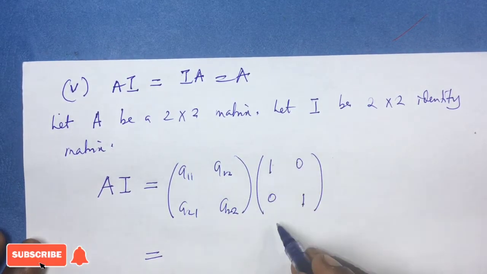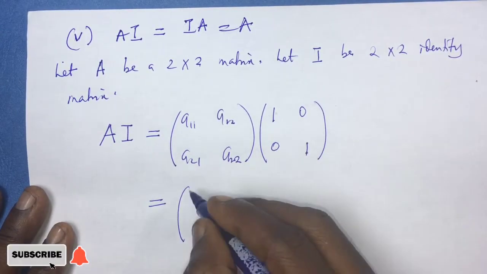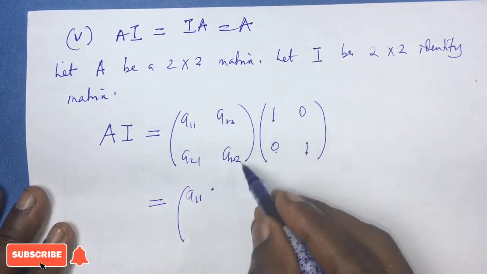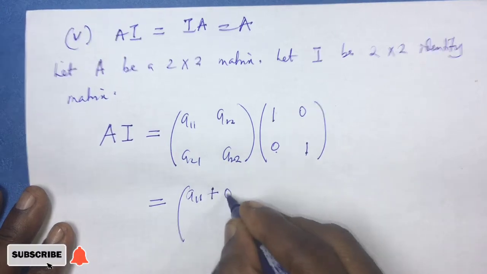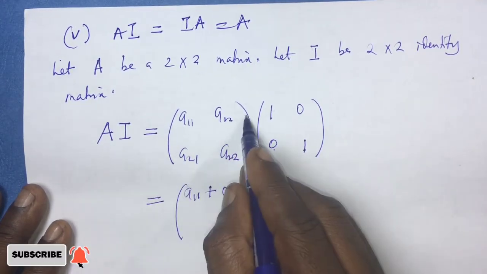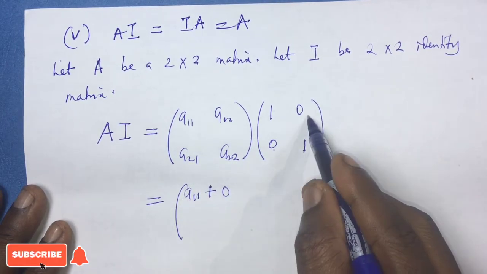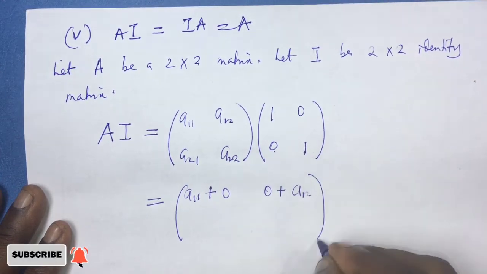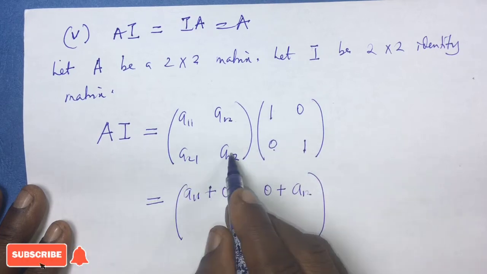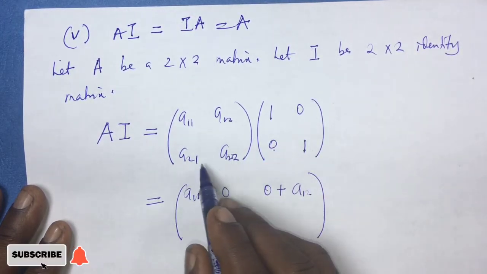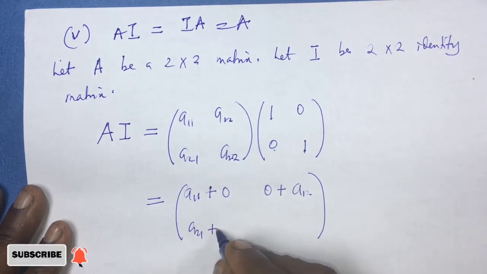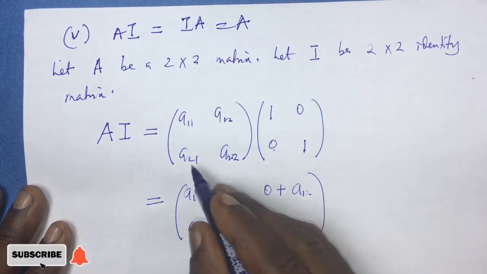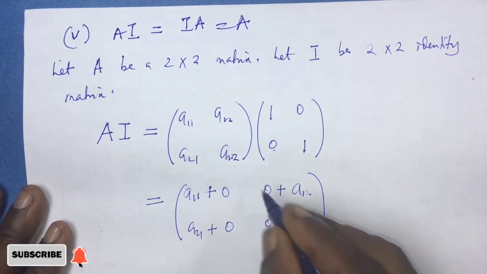If you use the first row to multiply the first column, that will give you A11 times 1, which is A11, plus A12 times 0, which gives you 0. Okay? Then you now use the first row to multiply the second column. This will be A11 times 0, which is 0, plus A12 times 1, which is A12. Now, using the second row to multiply each of these columns, A21 times 1 will give you A21 plus A22 times 0 will give you 0. Then using this second row to multiply the second column, A21 times 0 is 0 plus A22 times 1 will give you A22.